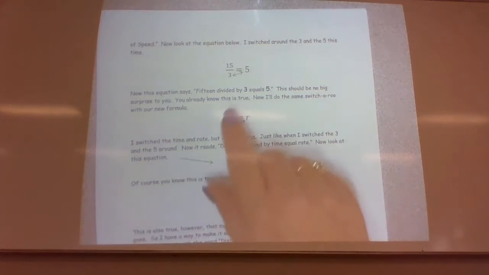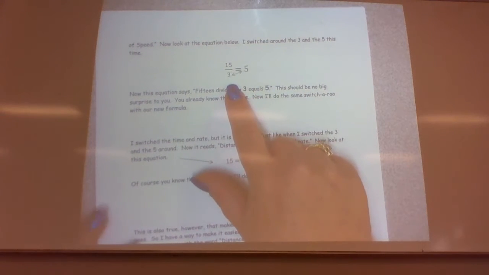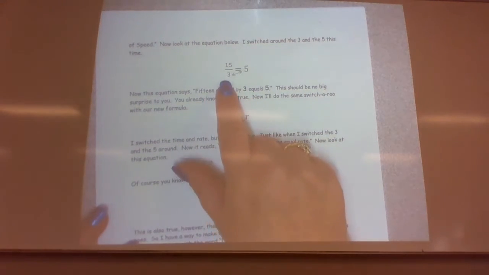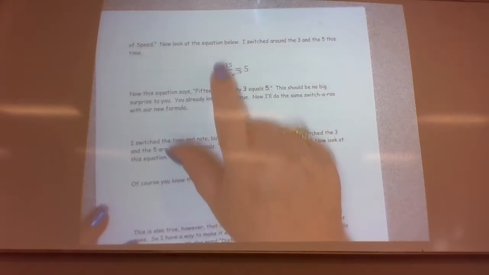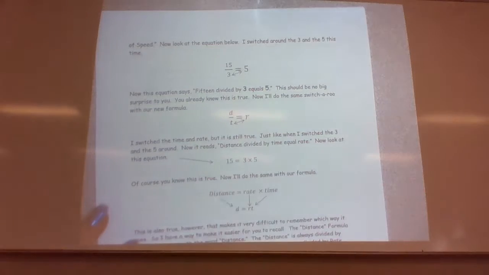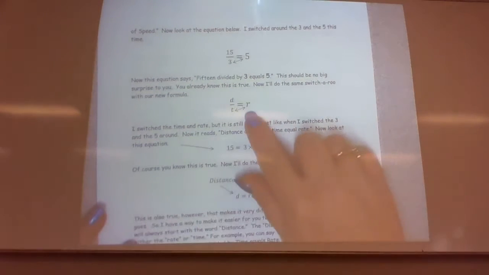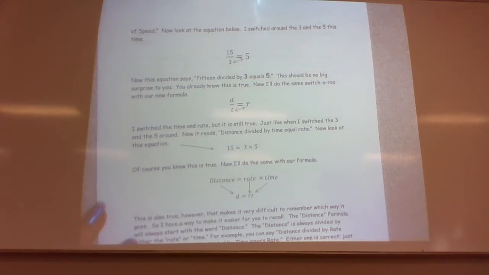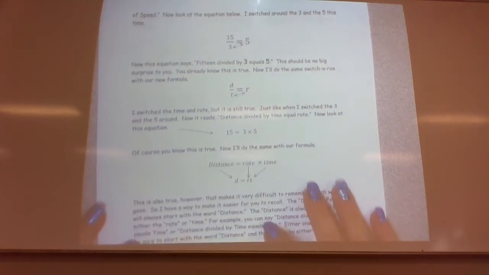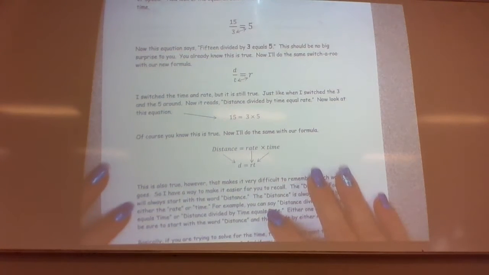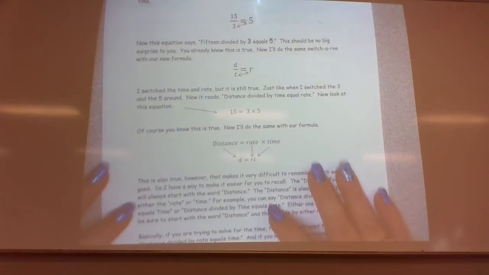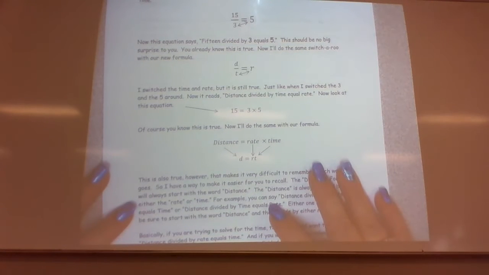And it doesn't matter if we switch our numbers. On the other page, it was 15 divided by 5 is 3, and we know that 15 divided by 3 is 5. So these two numbers are interchangeable. If we know one, we can find the other, and if we know the other, we can find the one. And we use them both together to find the distance. Okay?